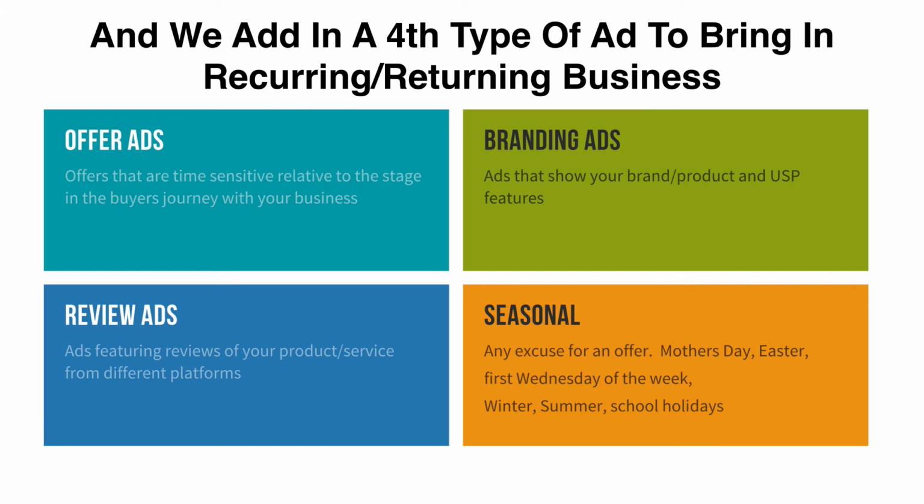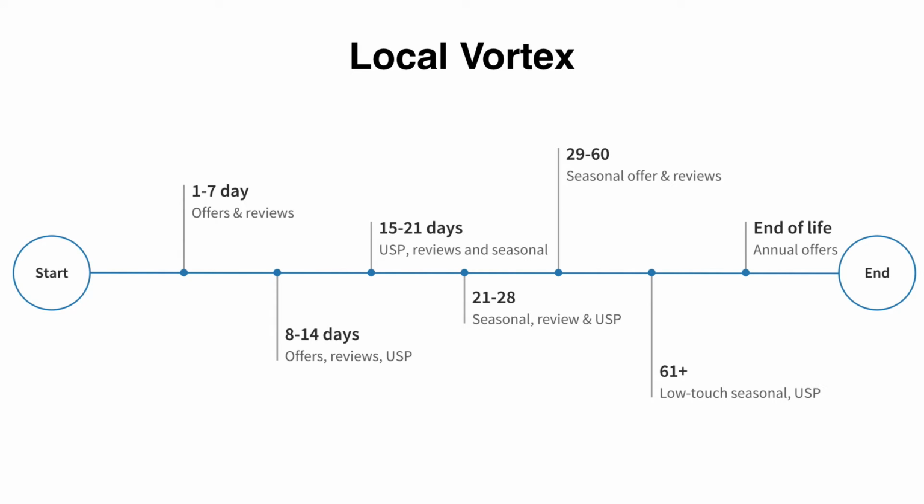And then we also add in a fourth type of ad to bring in recurring and returning business for you as well. We can do this lots of different ways. We can run seasonal ads, like Mother's Day, Easter, or a first Wednesday of the week offer. We can run winter, summer, or holiday specials. So there are lots of ways that we can run these quote unquote seasonal ads for you as well. So this is what the Omni retargeting local vortex looks like from a 500-foot view.